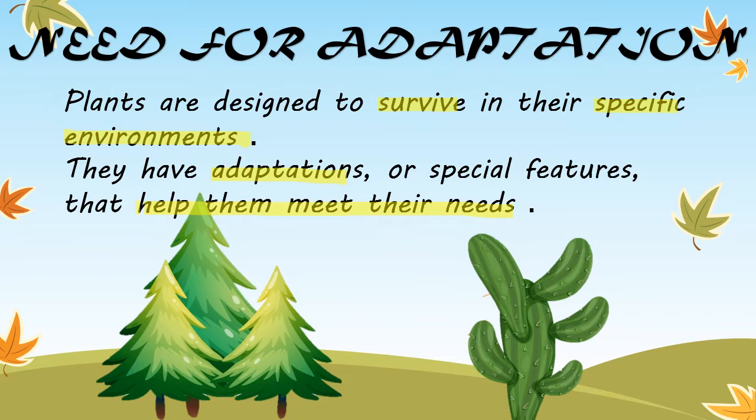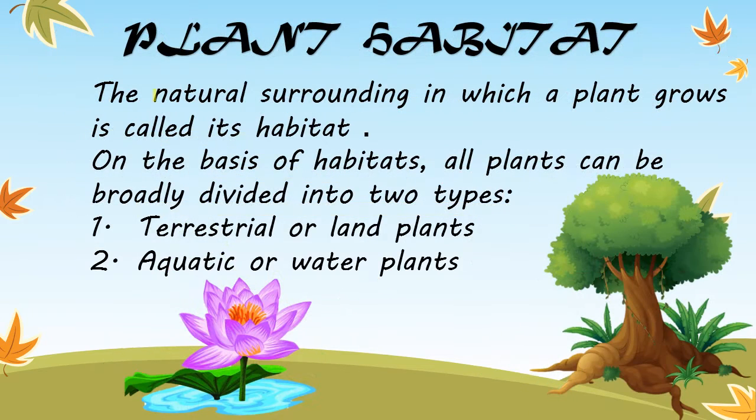Like on mountains, plants are tall, while in deserts, plants are short. All these features help the plant to survive in that condition. The natural surrounding in which a plant grows is called its habitat. So based on that, we can divide the plants into two types. First, terrestrial or land plants. Second, aquatic or water plants. Land plants are the plants which grow on land, while aquatic plants are those plants which grow in water.